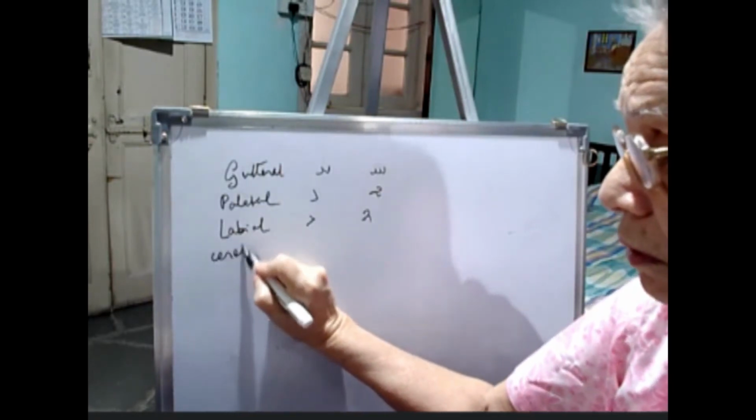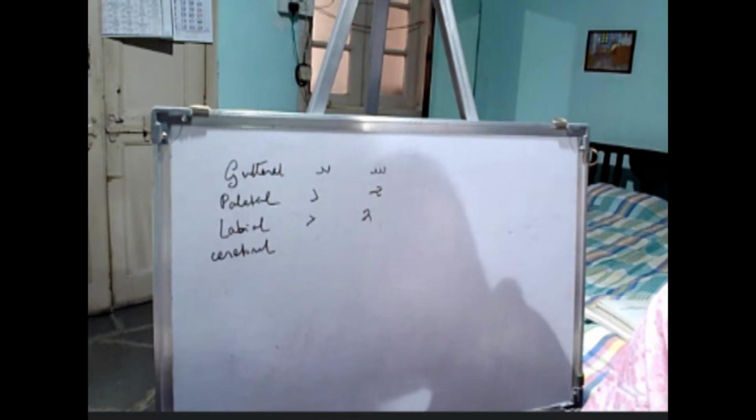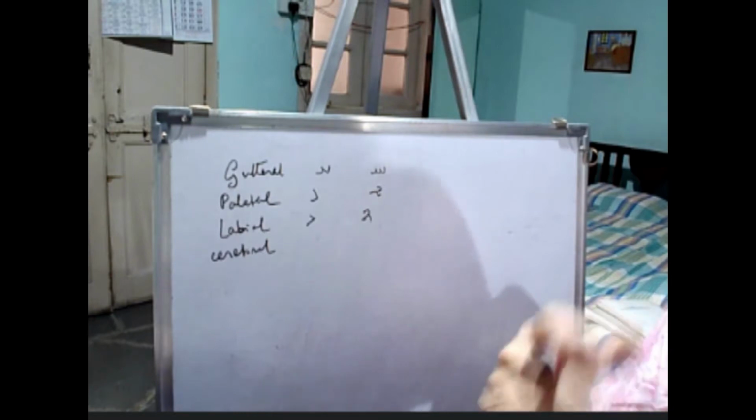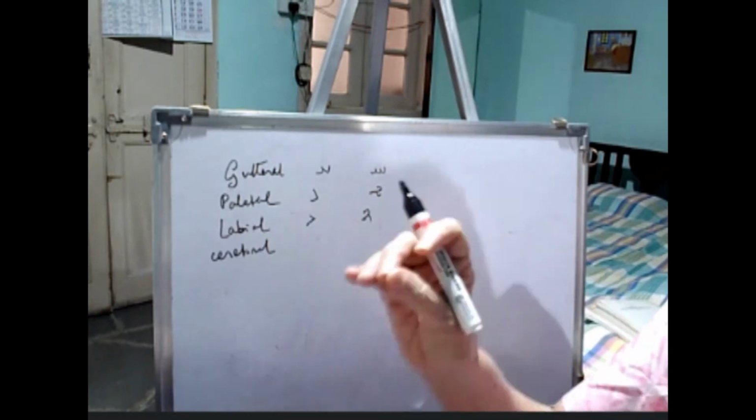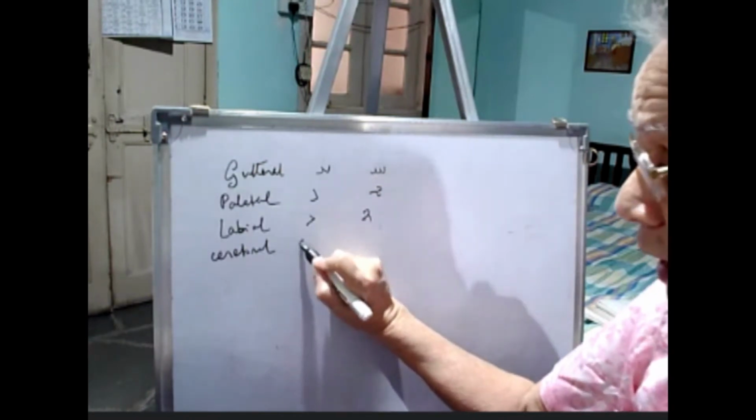Then cerebral. Okay, now there is no need for you all to define it. When you are giving the phonetic division, you don't have to say that guttural is the sound made by obstructing airflow in the throat. This is just an explanation. So you don't have to write all that. Just say guttural so much, palatal so much, labial so much, and cerebral is ri.